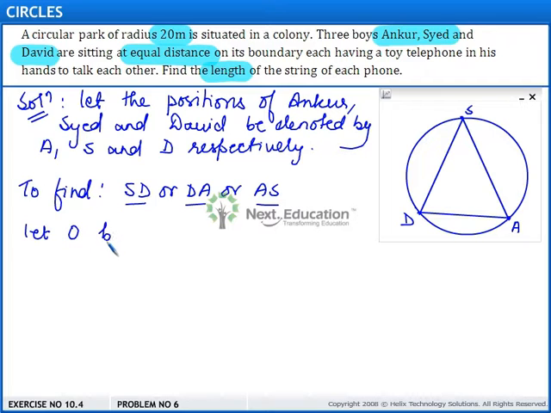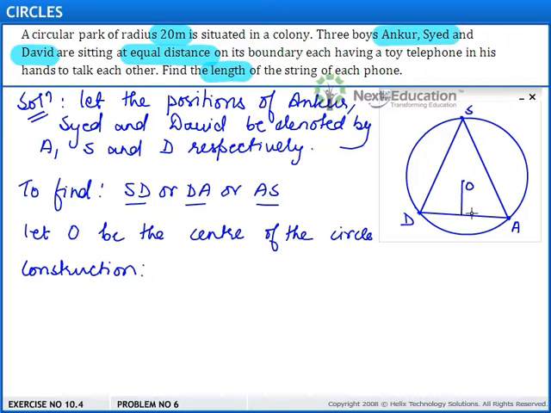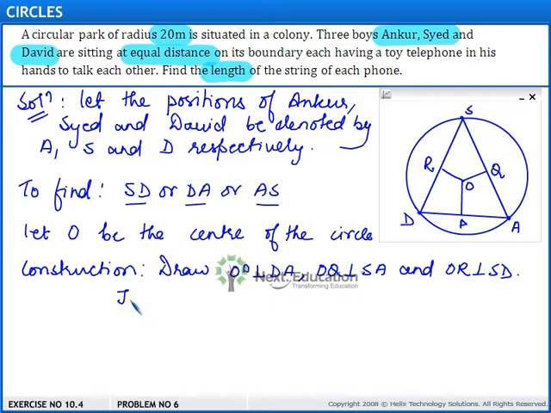Let us suppose that O be the center of the circle and let us construct OP perpendicular on DA, OQ perpendicular on SA and OR perpendicular on SD. Also, join OD, OA and OS.